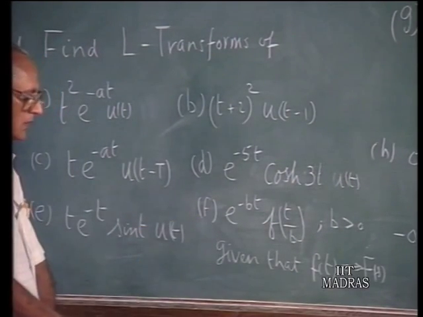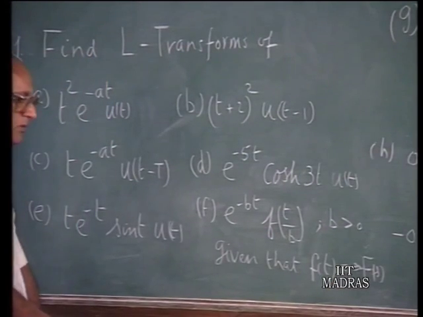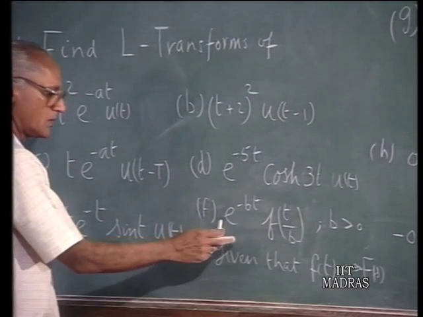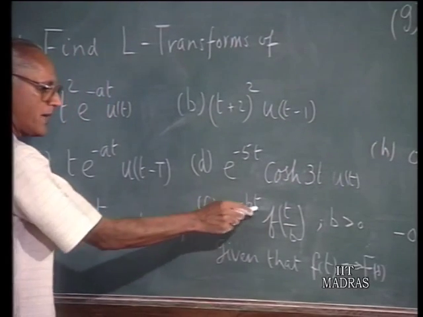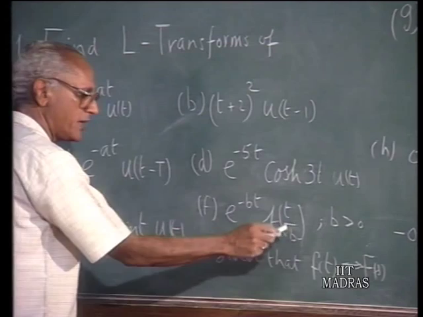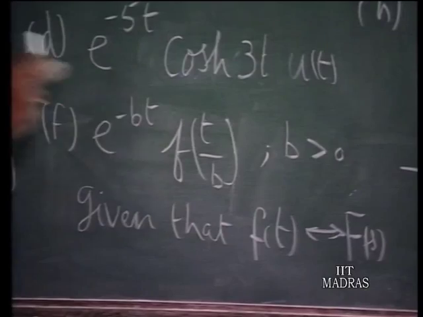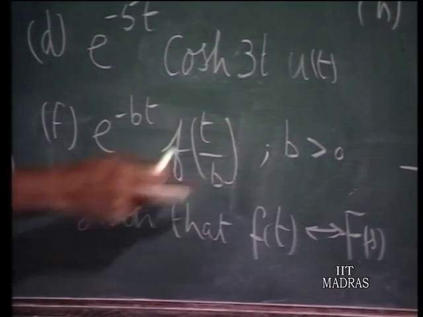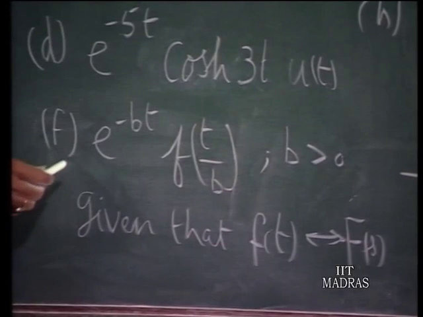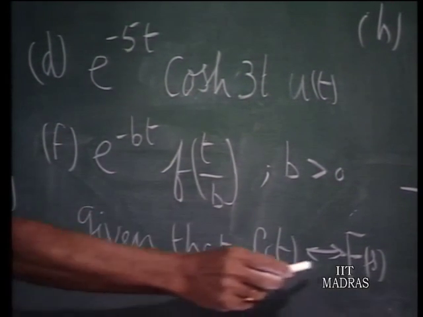F, given that f of t has the Laplace transform F of s, what would be the Laplace transform of another function derived from f of t in this manner, e to the power of minus bt times f of (t minus b)? So it's scaled by a factor b. In addition, you have multiplied it by an exponential term, e to the power of minus bt u(t). Take b to be a positive number and then find the Laplace transform of this in terms of b and F of s.